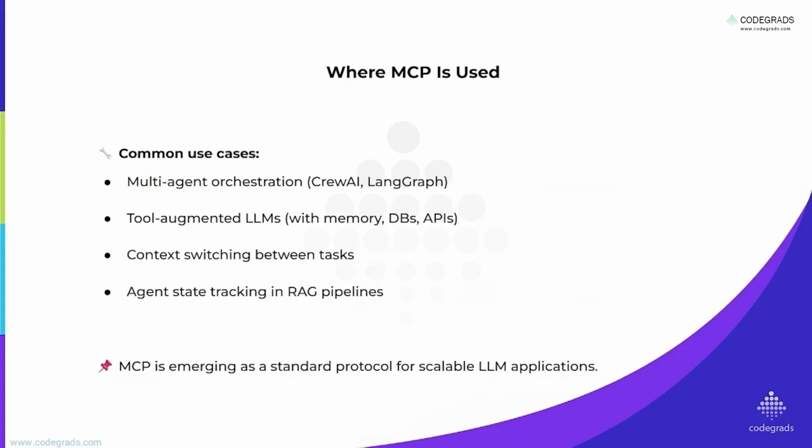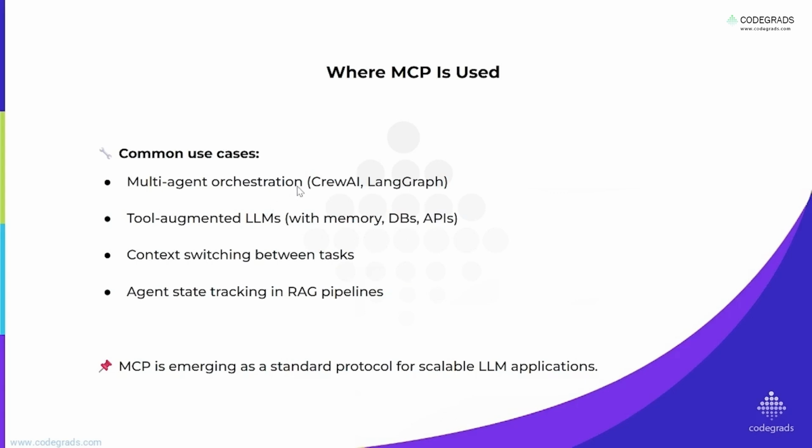Now, where it is used. Common use cases are multi-agent orchestration, that is the QA and LangGraph. We have seen these two. Next is the tool-augmented LLM with memories, databases, and APIs. And we also have context switching between tasks and agent state tracking in a RAG pipeline. So, multiple use cases are present here.